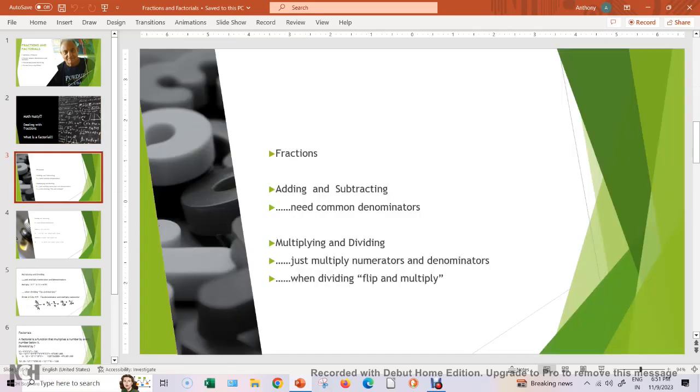We're going to learn how to add and subtract them. And the thing to remember, when you add and subtract fractions, you must have common denominators. If your denominators are different, then you have to make them the same. Now, when you multiply and divide fractions, multiplication is easy because you just multiply the tops and the bottoms, multiply the numerators and the denominators, and you're in business. And when you divide fractions, you've got to remember to flip and multiply. We're going to go over examples of each one of those cases here.